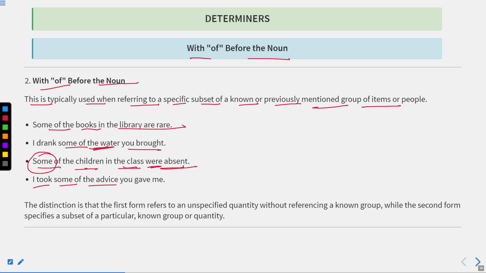I took some of the advice you gave me. Some of the advice you gave me means a part of the advice which you gave me, I followed some of it. The distinction is that the first form refers to an unspecified quantity without referencing a known group, while the second form specifies a subset of a particular known group or quantity. Now let us move to the next page.